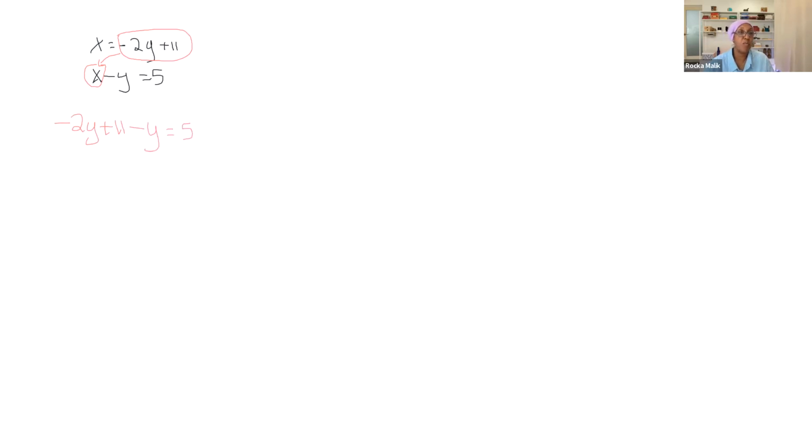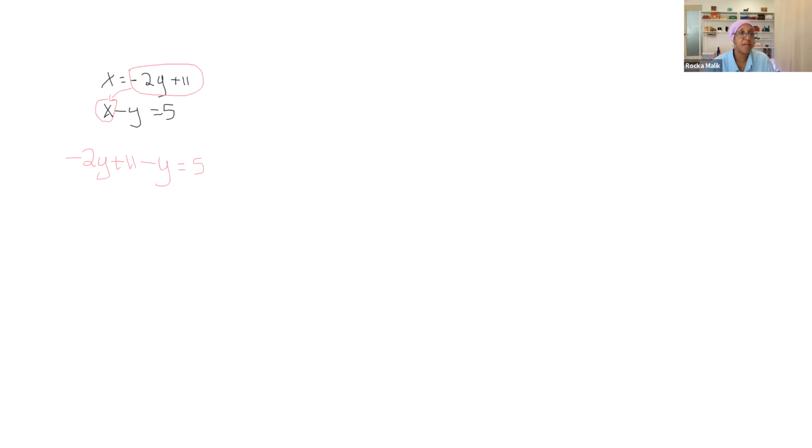And now I have all one equation with just Y's in it. I don't have X's and Y's. I just have Y in it. So I can combine them. Negative 2Y minus another Y is minus 3Y plus 11 equals 5.